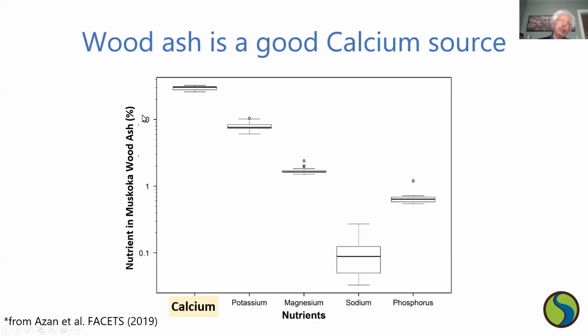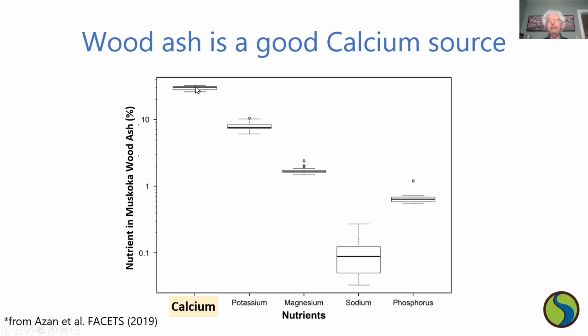So here is a plot of nutrient levels in wood ash. It's kind of better than limestone because it's got more than calcium. It has other nutrients: potassium, magnesium, sodium, phosphorus. But it was 30% calcium by weight, almost as good as limestone, which is 40%.